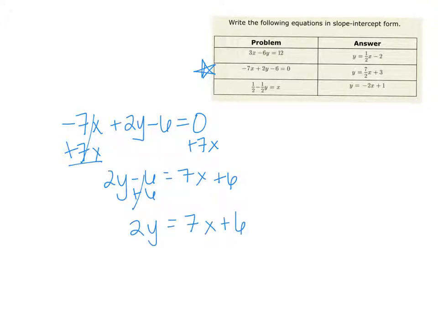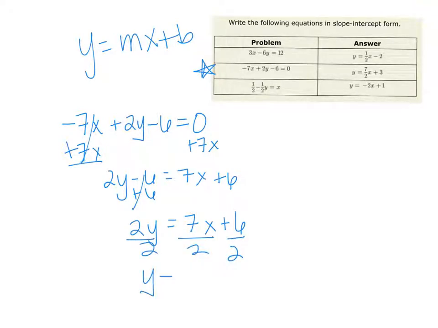However, I can't have a 2y. I can only have y equals mx plus b for slope-intercept form. So I need to divide everything by 2, leaving me with y equals 7/2 x plus 3.